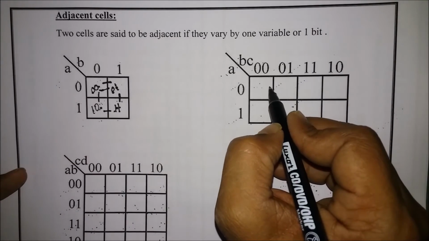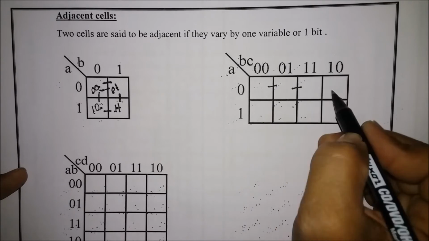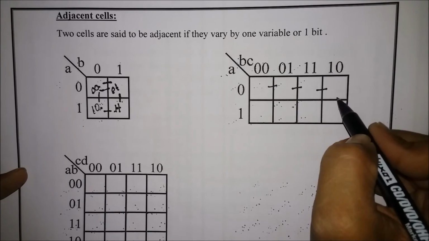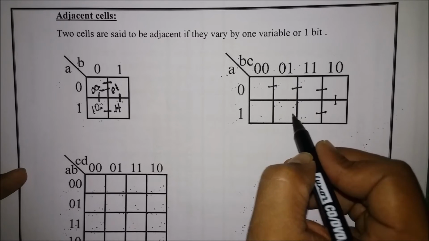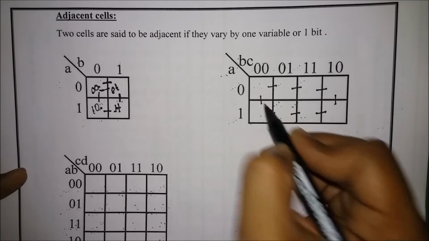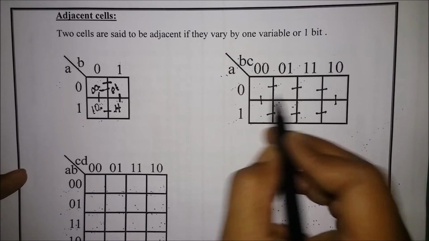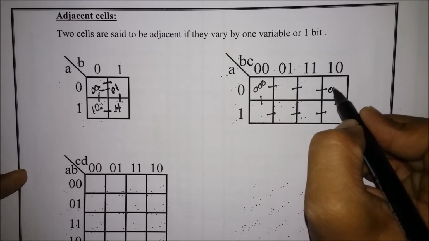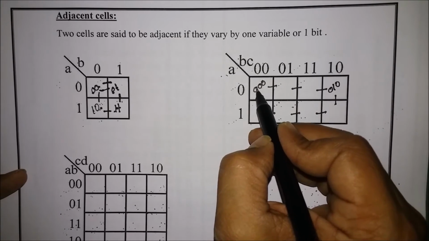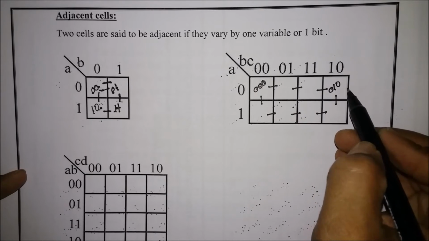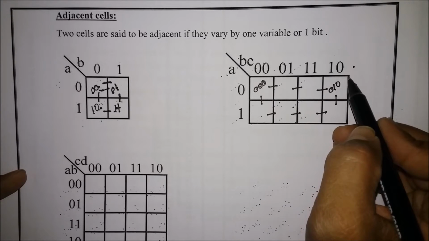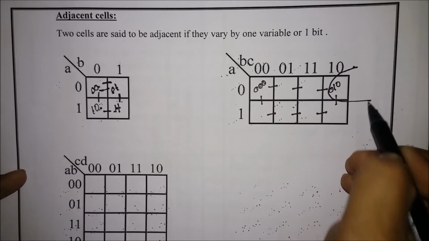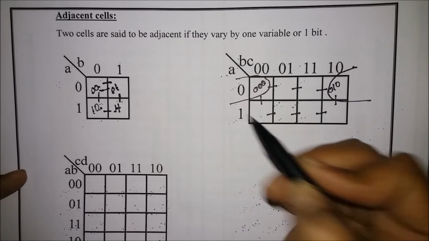Likewise, now these two are adjacent, these two, and again these two. Not only this one, everyone knows that. Now if you observe 000 and 010, there is only one bit change. So I can say that this cell as well as this cell is also adjacent.